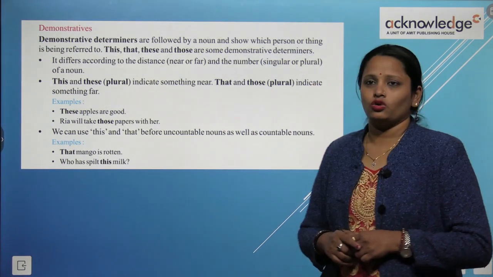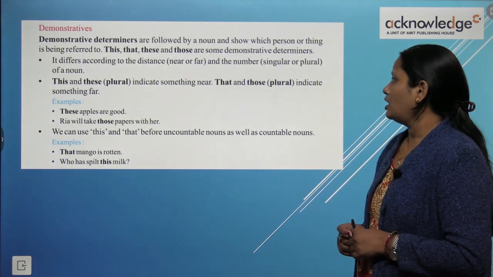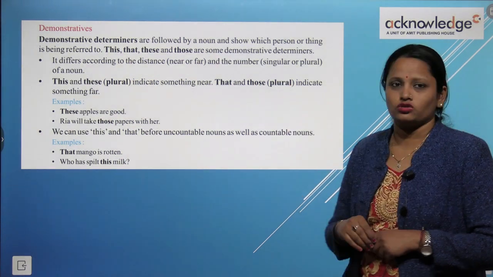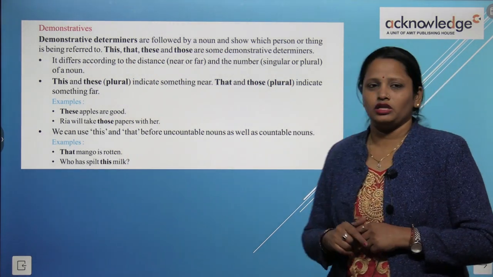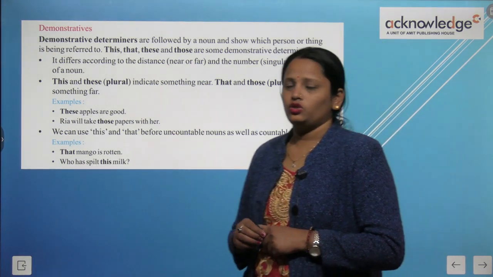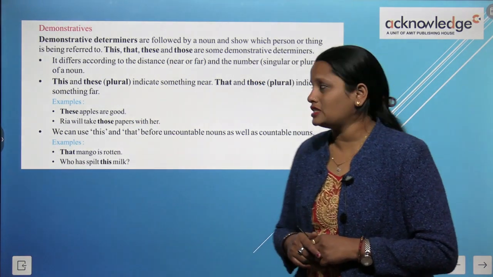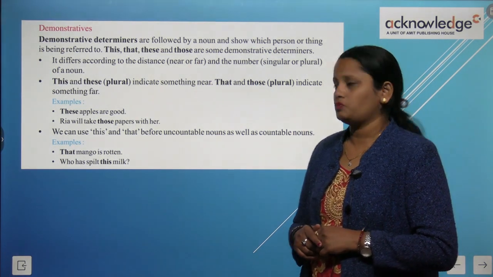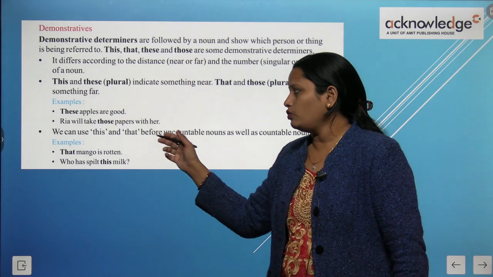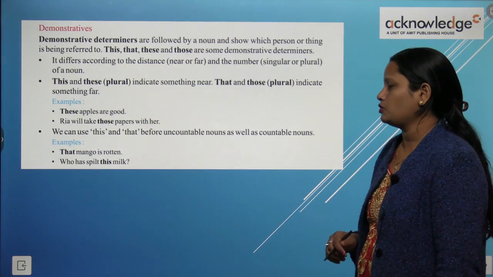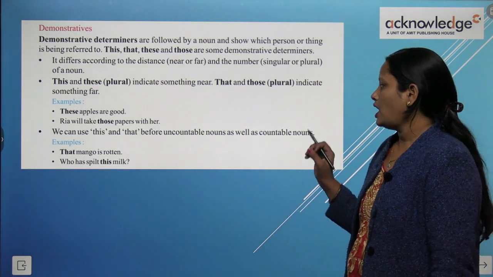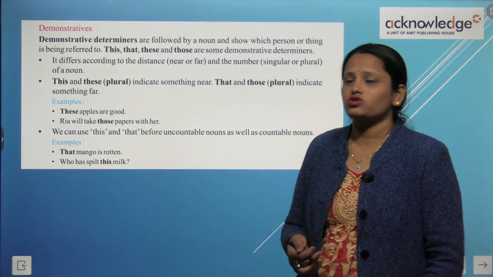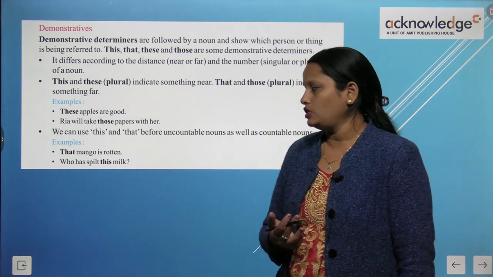Now that and those ये हम use करते हैं plural. Those यहाँ पे plural के लिए है and that is used for singular and इन दोनों का meaning होता है कोई चीज जो बहुत ज्यादा दूर है. Here the example is these apples are good and Ria will take those papers with her. Now we can use this and that before uncountable nouns as well as countable nouns. So this and that जो हम uncountable noun के साथ भी use कर सकते हैं और countable noun के साथ भी use कर सकते हैं.